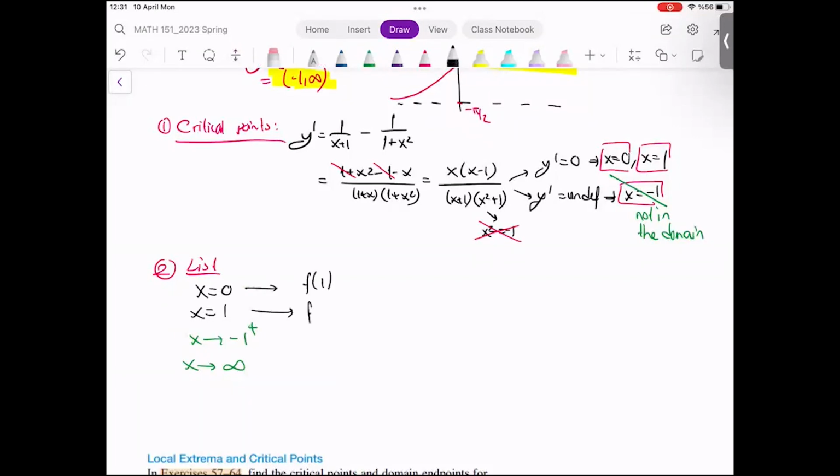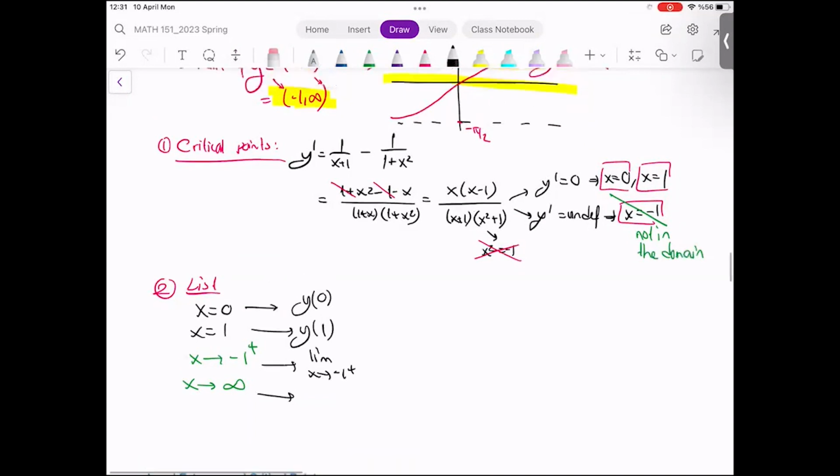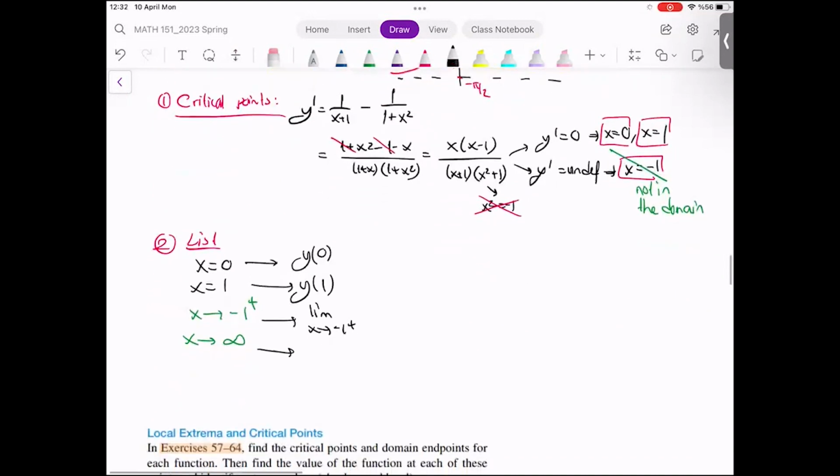Okay, so we are ready to find out what happens to the images. Our function was the y function. Let's use y notation. y of 0, y of 1. And for these two, we will write limits. Limit as x goes to -1 from right of the y function. And for this, limit as x goes to infinity of the y function.